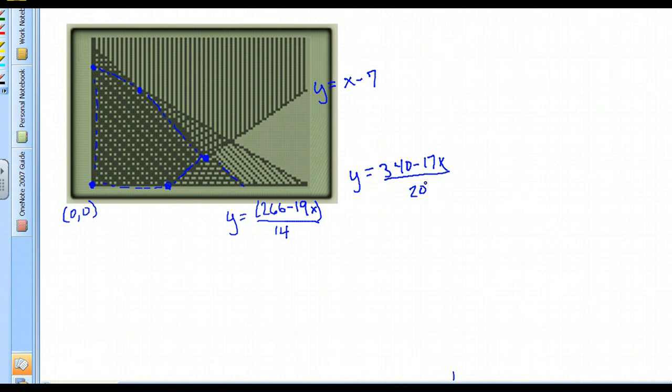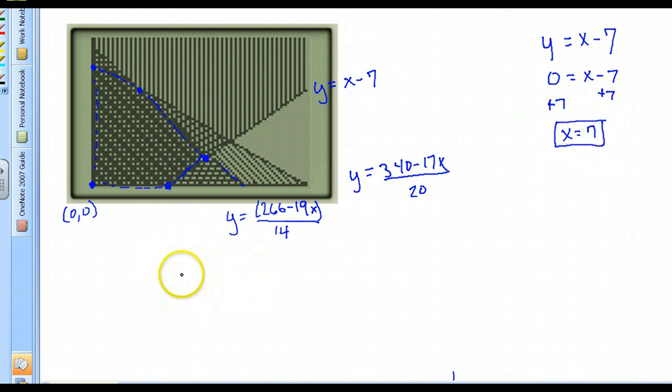Alright, now why is that important? Because these points are on these lines. This point right here, the next one we're looking for, is the x-intercept of this line. So the x-intercept of this line occurs when y equals 0. So add 7 to both sides. X equals 7. So this second one from the origin is the point 7, 0.